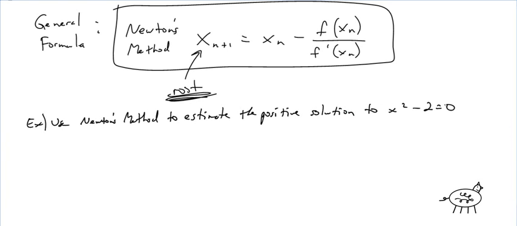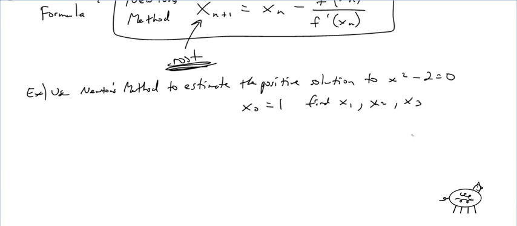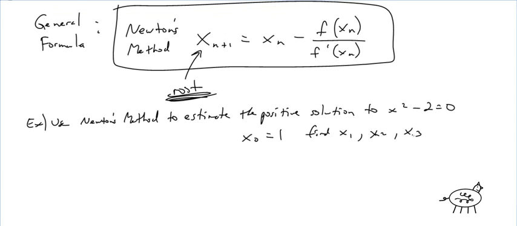Okay, and what we're going to do is we have an initial value here, so I'll call it x sub 0 is equal to 1. The closer you are to the initial solution, the better off you're going to be as far as estimating it faster. All right, and so we're going to let x sub 0 equal 1, and I want you guys to find x sub 1, x sub 2, and x sub 3. Okay, so you guys have that. Well, we'll do the first one here.